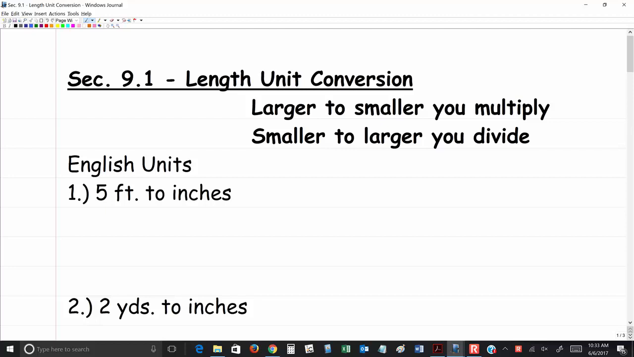9.1, we're just going to start off with length unit conversion in 9.1. There are some really basic unit conversions that you're expected to already know. For example, I expect you to already know that there's 12 inches in a foot. I'm not going to put that on the formula sheet. You should just know that.